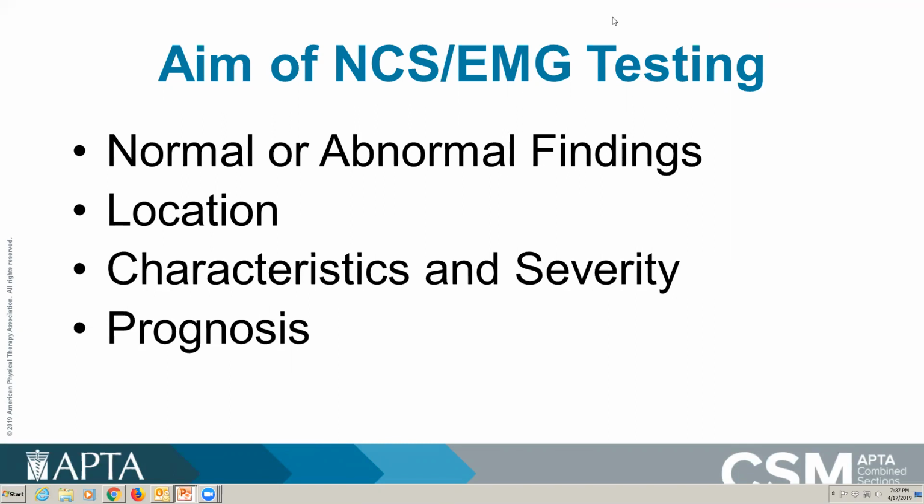Characterize it on what type of involvement there is. Is it demyelination? Is it axon loss? And how significant is it? How severe is it? Because at the end of the day, what we want to be able to provide to our referring providers and to the patient and to ourselves is this condition going to improve?